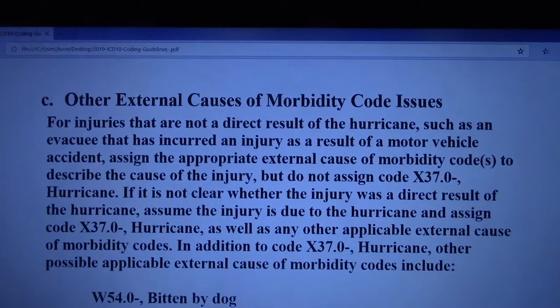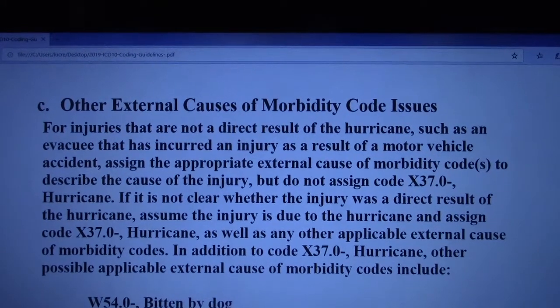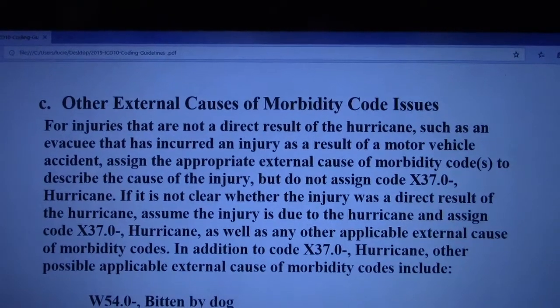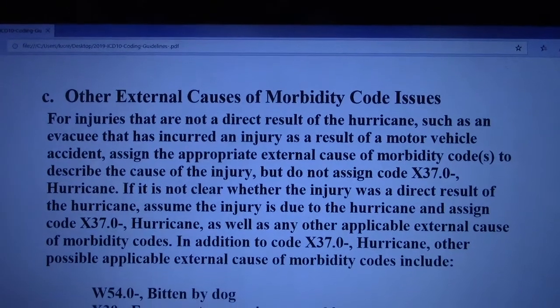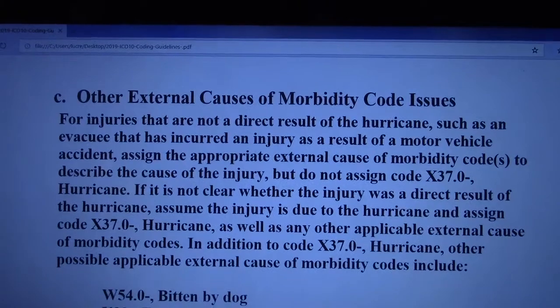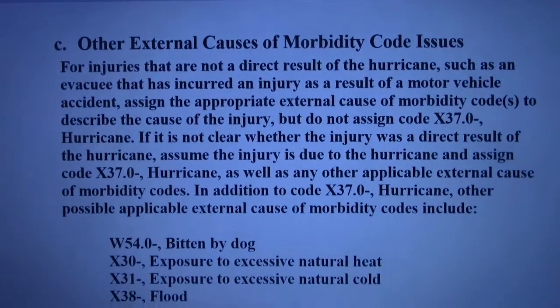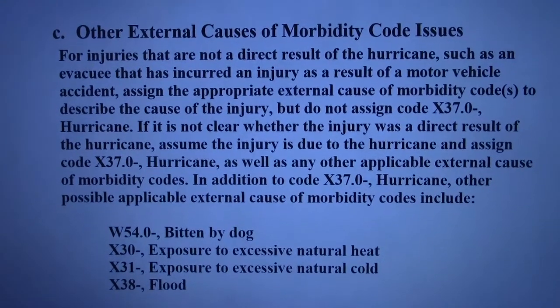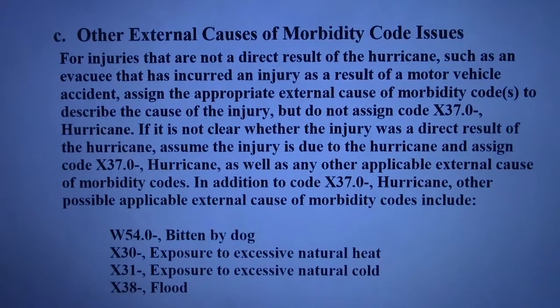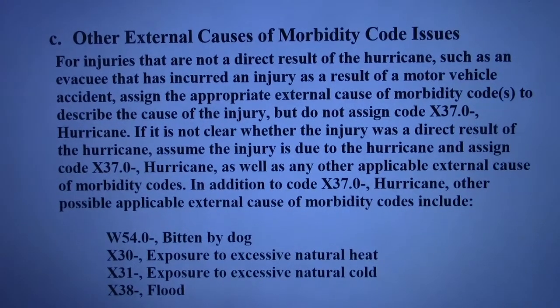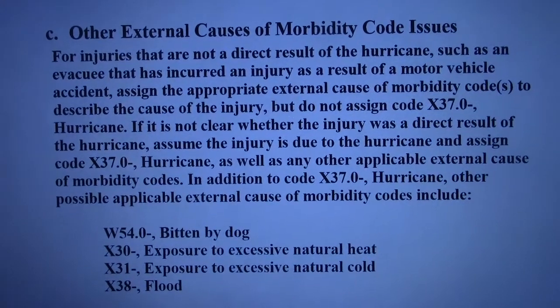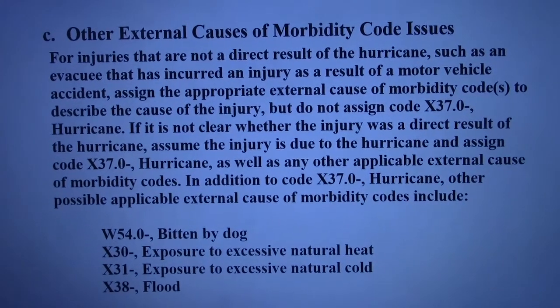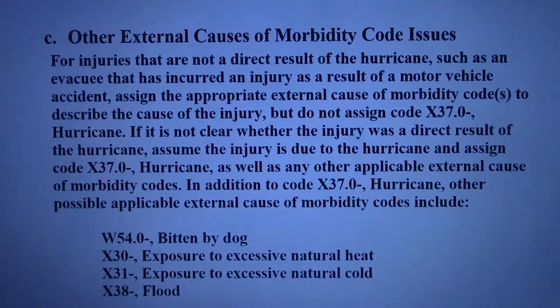In addition to code X37.0 for hurricane, other possible applicable external cause of morbidity codes include W54.00, bitten by a dog, X30, exposure to excessive natural heat, X31, exposure to excessive natural cold, or X38, flood.